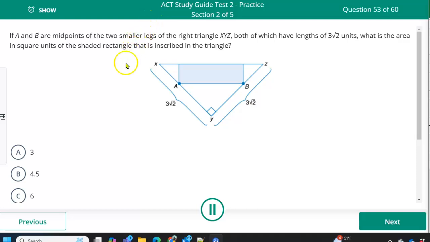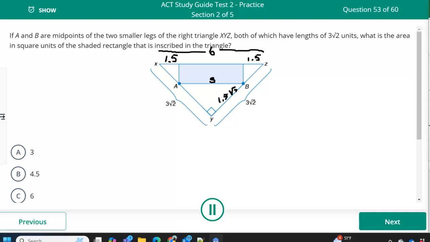All right, if A and B are midpoints of the two smaller legs of the right triangle XYZ, both of which have length 3 times square root of 2 units, what is the area in square units of the shaded rectangle that is inscribed in the triangle? All right, I'm gonna pause this and write in some lengths, and then we'll come back and talk about it.